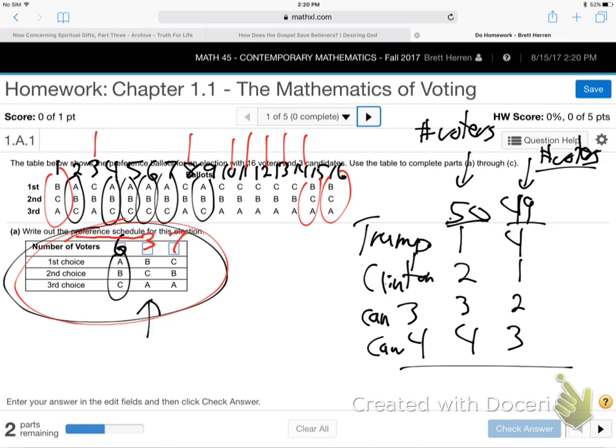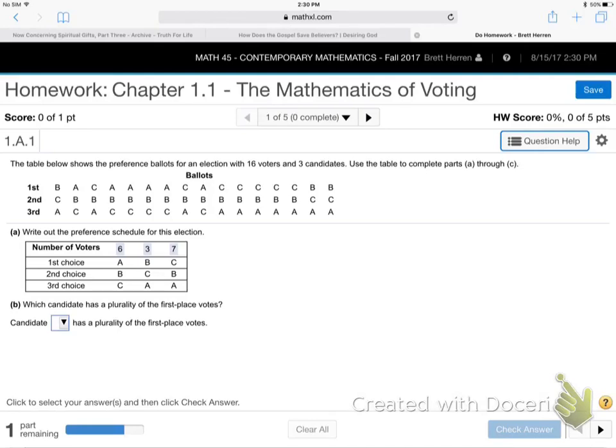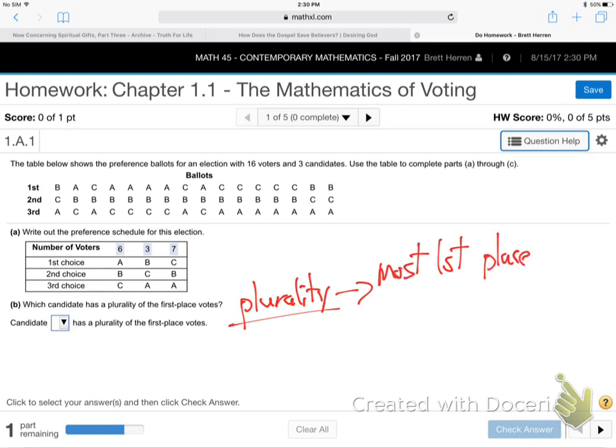All right, so let's keep going. If you're good on that, let's do this one right now. Okay, so plurality. What does it mean by plurality? Plurality means more, or let's say most first place votes. That's how we do our general president election right now. Most first place votes. But may not be a majority.